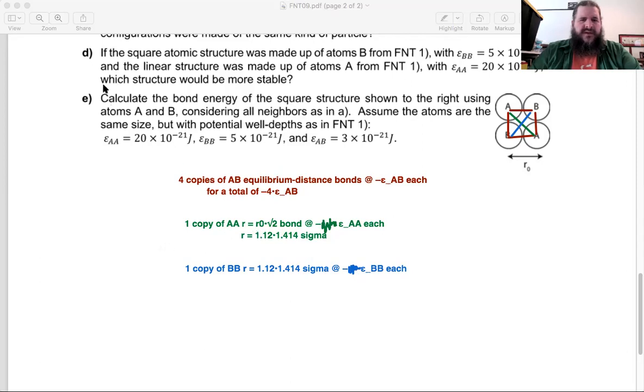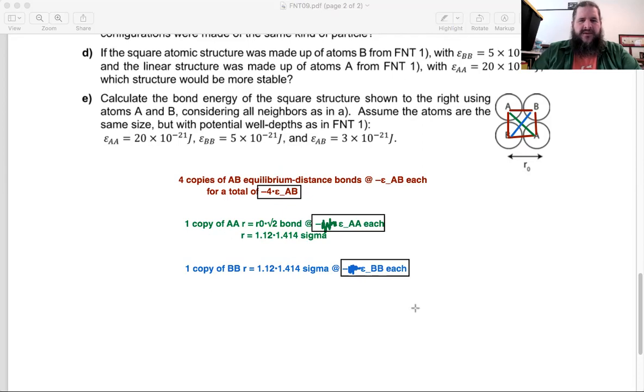So that'll tell us the energies involved. We've got, what do we have here? So we've got this much energy from the bonds along the sides of the square, plus also this much energy from that one AA diagonal, and this much energy from that one BB diagonal. And then what would you do with those values? You would just add them together.